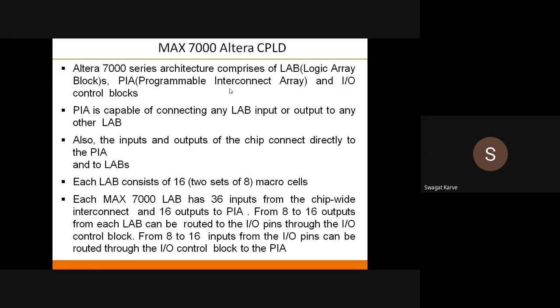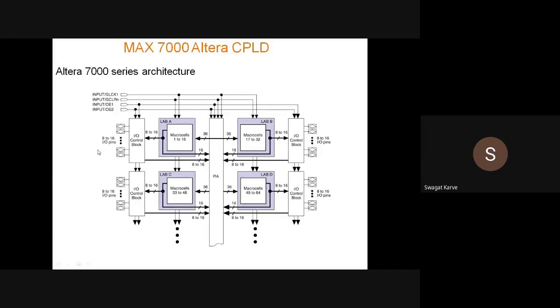The next point is, in case of this MAX 7000 lab, it has 36 inputs from the chip wide interconnect, and 16 outputs to PIA, right? So in this MAX 7000 lab architecture, it has a total of 36 inputs. How? You can go back to the block diagram. It has 8 to 16 input pins, again 8 to 16 input pins, again 8 to 16 input pins. So in all, it has 36 inputs, and that is connected via this PIA.